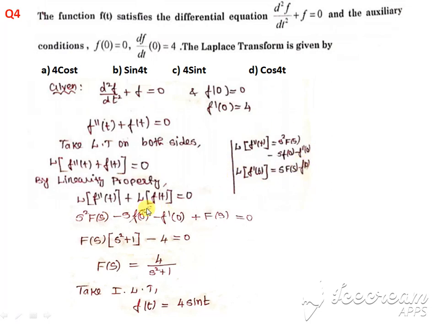So apply these two formulas here. Apply the initial condition. This term becomes 0, then take F of s common, s squared plus 1. So instead of this value we have 4. So minus 4 is equal to 0, F of s is equal to 4 by s squared plus 1. So then we need f of t. For that take inverse Laplace, f of t is equal to 4 sin t.